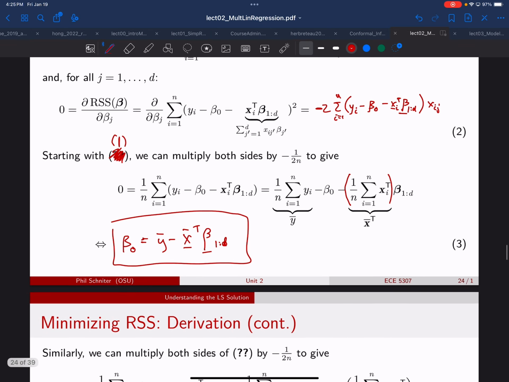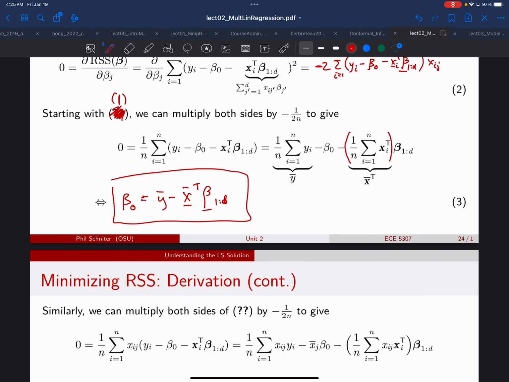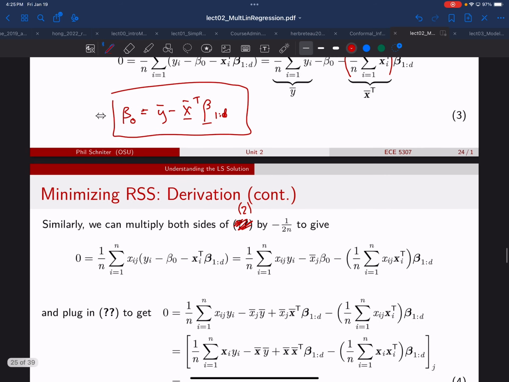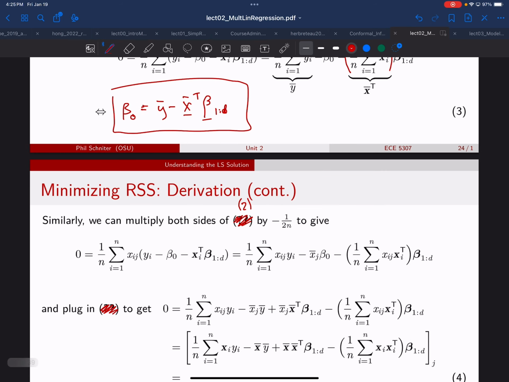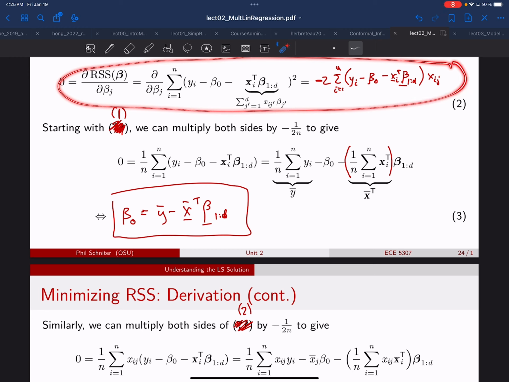All right, so now let's, this question mark should say 2. And the next question mark should say 3. Okay, so what we're going to do is start with this equation, multiply both sides by minus 1 over 2n to turn this into a 1 over n. And that will give us this down here.